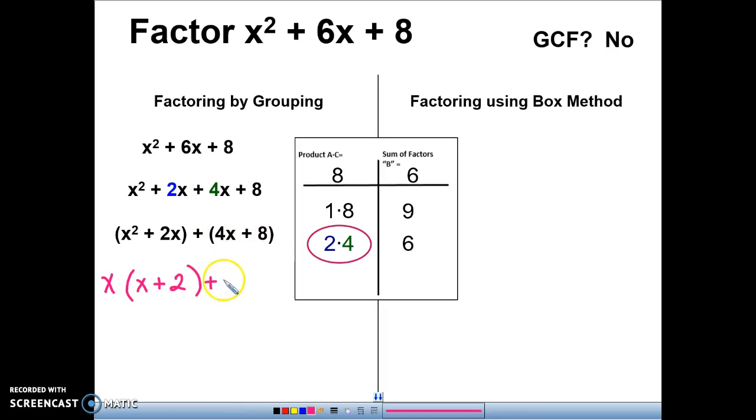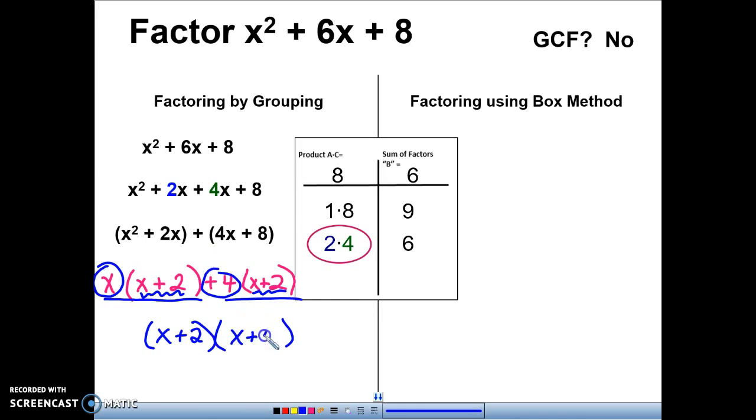GCF in this group, yep, that's 4. 4 times what gives you x? Yep, bring down the plus. 4 times what gives you the 8? Yep, that's got to be a 2. Here we have a common binomial factor, and that's your goal. You want a common binomial factor because when you factor that out of each one of these two terms, here's a term and here's a term. When you take out the x plus 2 and you factor it out, what's left? Yeah, x plus 4.